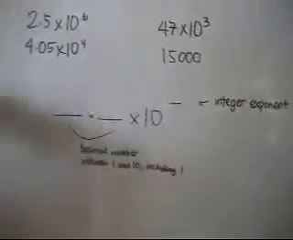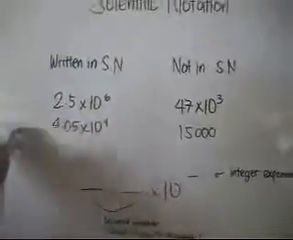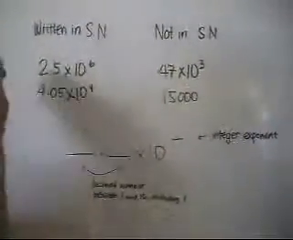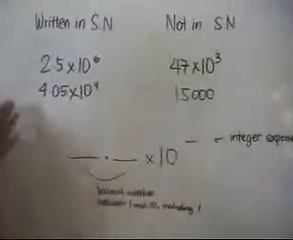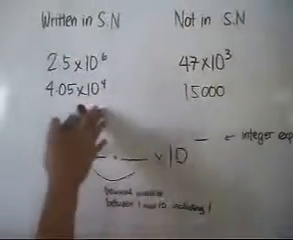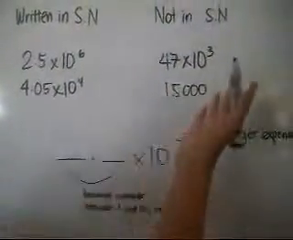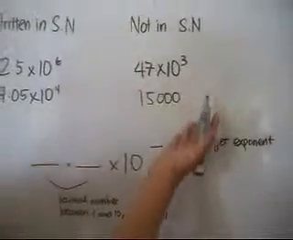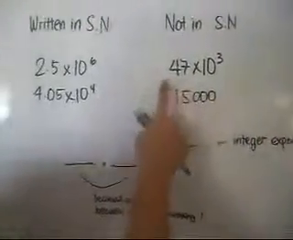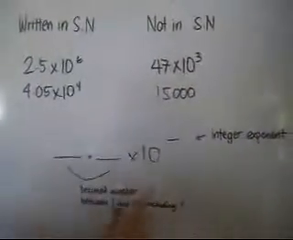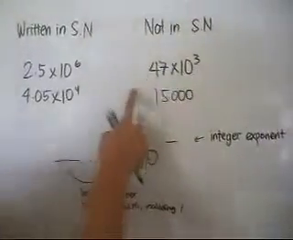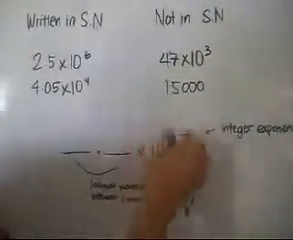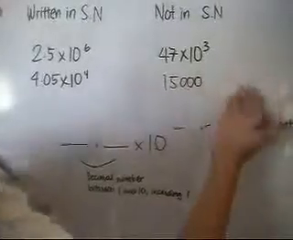For example, these are examples written in scientific notation: 2.5 times 10 to the power of 6 and 4.05 times 10 to the power of 4. How about here? Why is this not a scientific notation? 47 obviously is not a scientific notation because it is more than 10, and of course this one because it has no times 10 and an integer exponent.